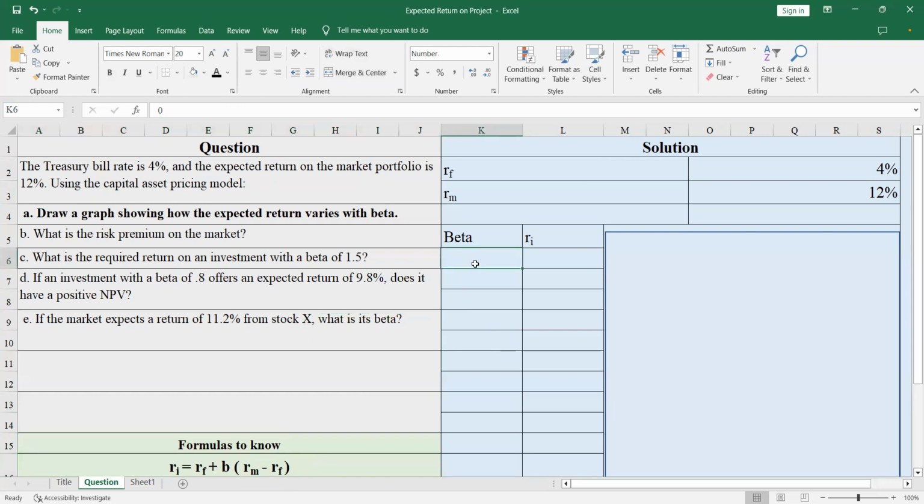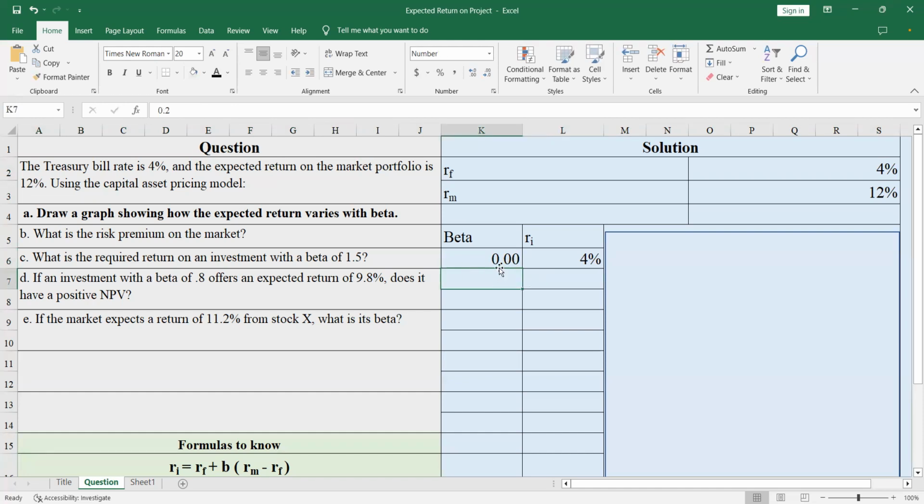So to make the security market line, I'll have to start assuming some values of beta. Let's start with the simplest value of beta, which is zero. When beta is zero, we first have Rf plus beta times Rm 12% minus Rf 4%. So this is 4%. When the beta is zero, for a security which gives you a risk-free return in terms of market, the return is 4%.